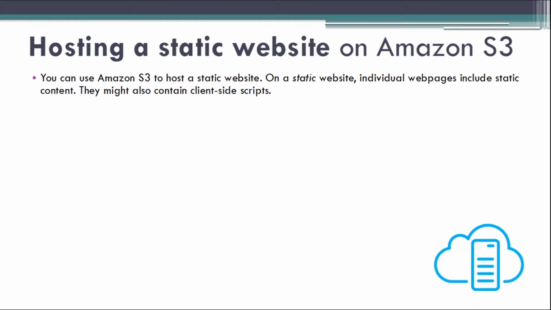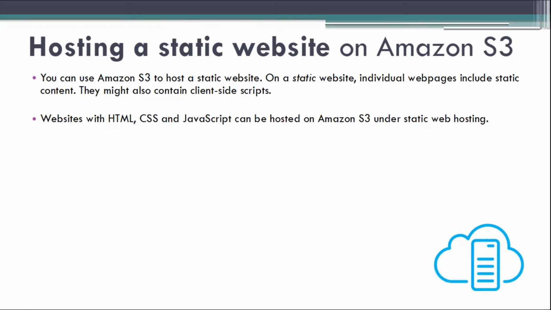You can use Amazon S3 to host a static website. On a static website, individual web pages include static content. They might also contain client-side script. So with the help of Amazon S3, you can host your website, but it should be static, and your web pages may contain some client-side scripts. Websites with HTML, CSS, and JavaScript can be hosted on Amazon S3 under static web hosting.